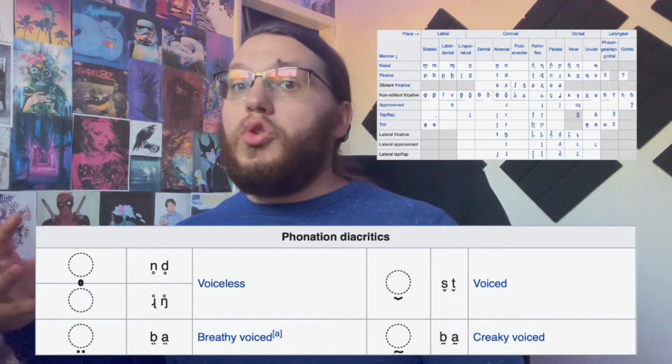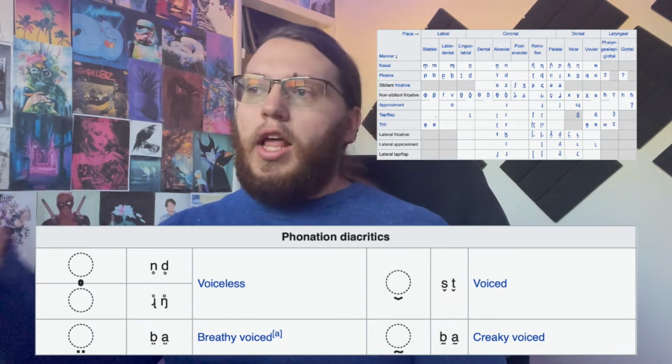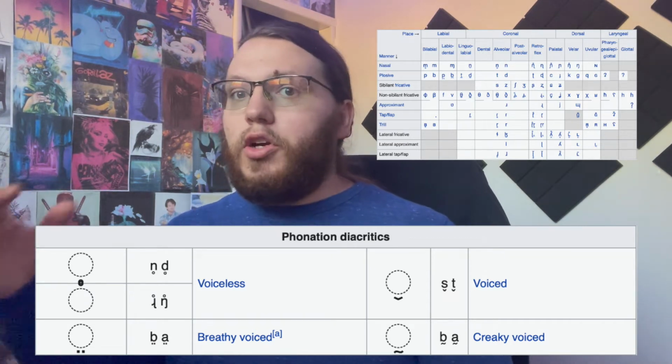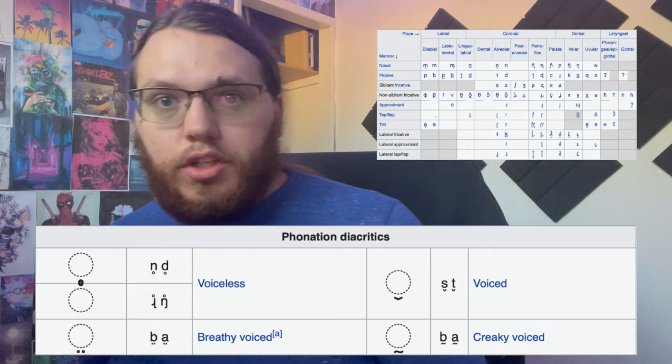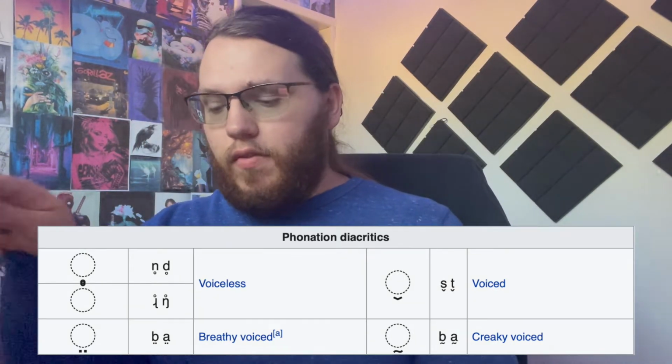Since they are less usual, they are not given their own symbol. They're represented with diacritics. And the most common of these is a place of articulation that is usually voiced, but it could be voiceless. And that's where you use this little circle here. Then we have two that say breathy voice and creaky voice.